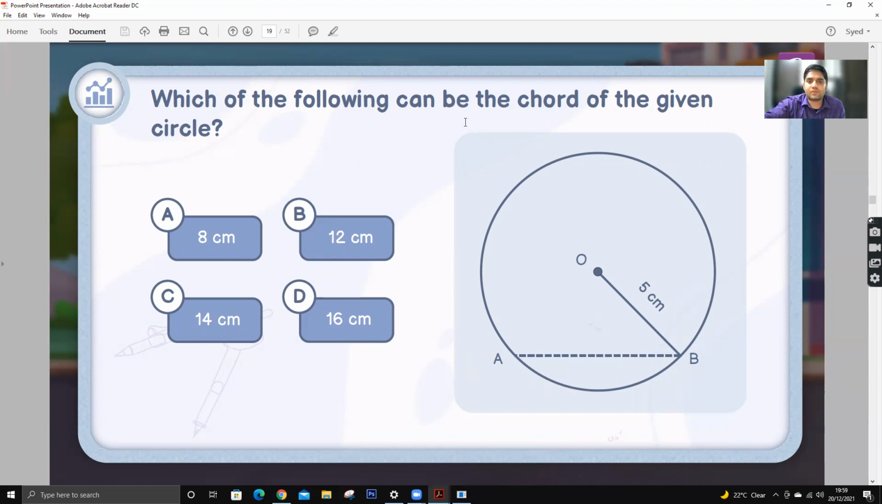Which of the following can be the chord of the given circle? As you can see here, 8 centimeters, 12 centimeters, 14 centimeters, and 16 centimeters. Look at the diagram carefully. Whenever diagrams are given, make sure that you observe each and every thing inside, see the numbers, see the shape carefully, and then you can start solving it.